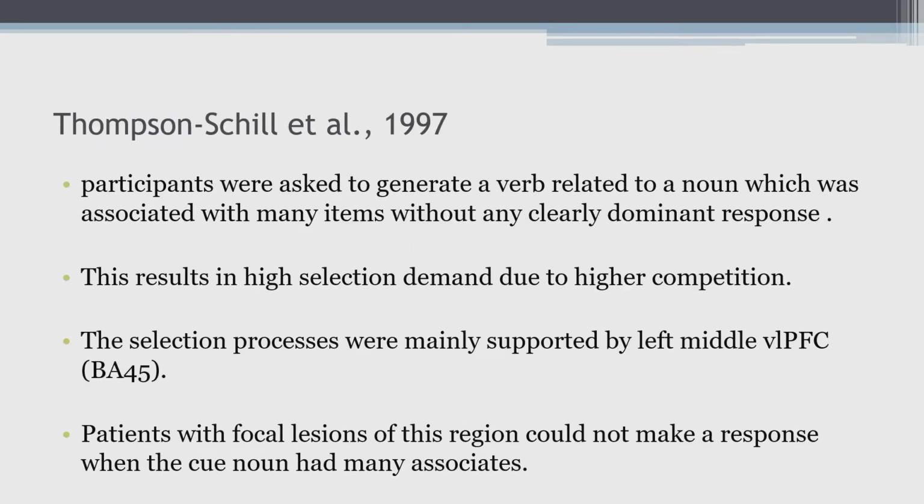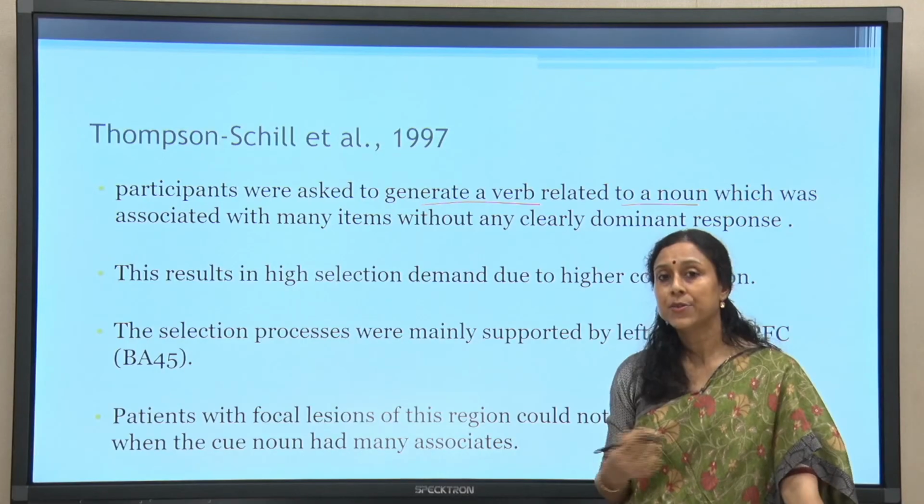So, in a famous paper by Thompson and Schill et al. 1997, they had carried out a study where participants were asked to generate a verb related to a noun which was associated with many items without any clearly dominant response. What does it mean? Sometimes some nouns are connected to many verbs, or a verb is connected to many nouns, and were automatically generated. They are high frequency associations.